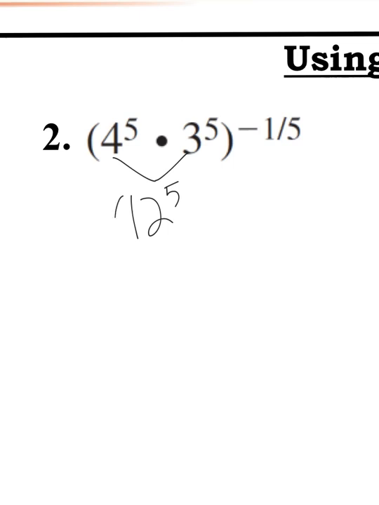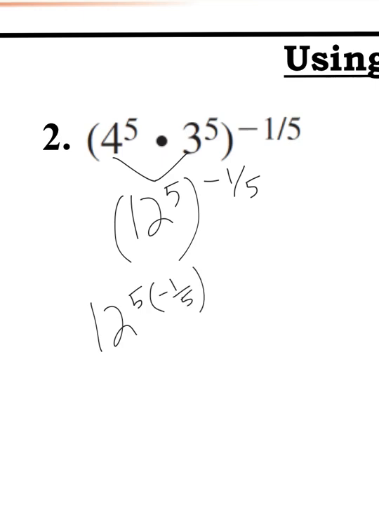So I'm doing 12 to the 5th power raised to the negative 1/5 power. If you were raising a power to a power, you multiply your exponents. And you know you're raising a power to a power because there's nothing written right next to the negative 1/5. There's not a 12 or a number, there's no base to it. That's how you know you're raising a power to another power. So to show my work, I'm doing 12 to the 5th times negative 1/5, and 5 times negative 1/5 is negative 1.